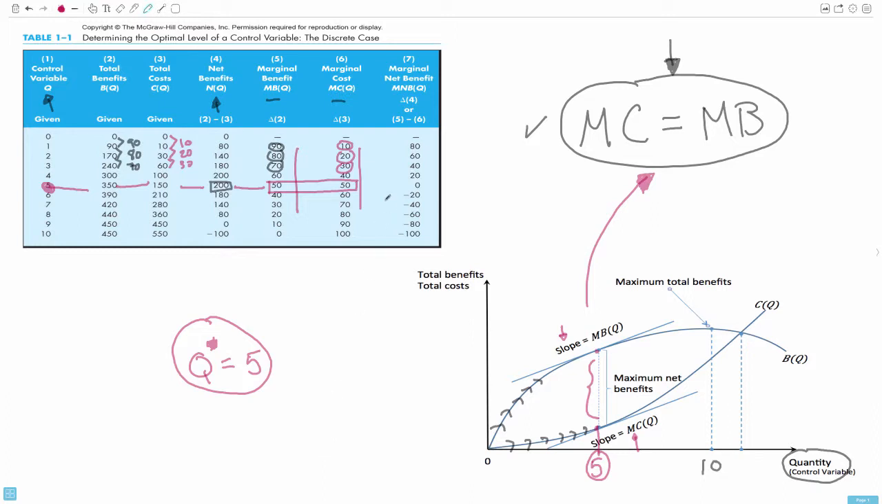Notice finally in column number 7 that the marginal net benefit is equal to 0. Of course, because 50 minus 50 is equal to 0. So there you have it, the basics of marginal analysis using number 1, a table, number 2, the chart that I went over on the lecture notes on the PowerPoint, and number 3, the golden rule formula.